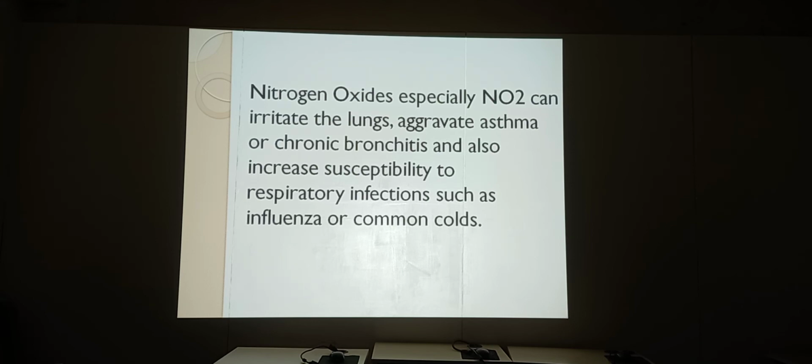Chlorofluorocarbons, CFCs, are generally used in great quantities in industry, refrigeration, air conditioning, and other consumer products. Ozone occurs naturally in the upper atmosphere, where it protects the earth from the sun's dangerous ultraviolet rays. But at ground level it is harmful to humans, and there it is a pollutant.